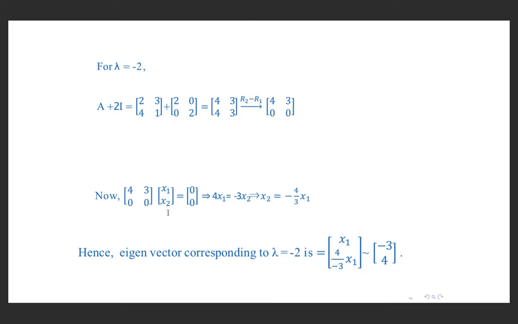If x1, x2 is the eigenvector corresponding to lambda equal to minus 2, then we can write [4, 3; 0, 0] times [x1, x2] is equal to [0, 0]. So by matrix multiplication, 4x1 plus 3x2 equal to 0, and 0x1 plus 0x2 equal to 0. So 4x1 plus 3x2 equal to 0 means 4x1 equal to minus 3x2, so x2 equal to minus 4 upon 3 x1. Hence the eigenvector corresponding to lambda equal to minus 2 is x1, minus 4 upon 3 x1, and this is equivalent to minus 3, 4.